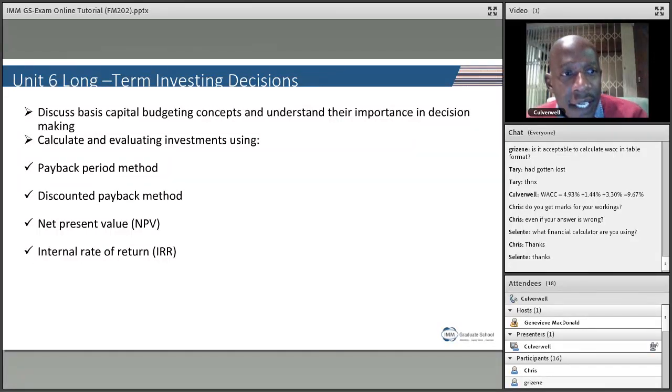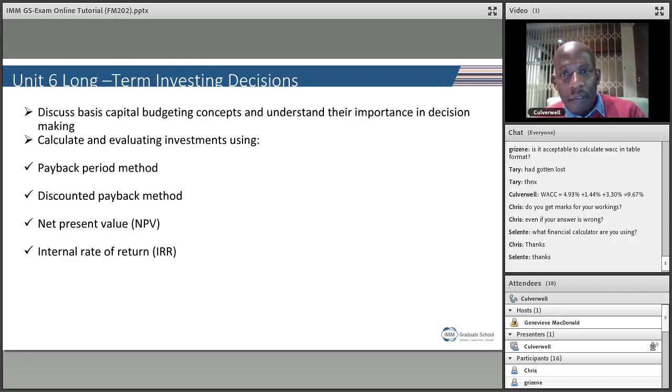It is long-term investment decisions. Learning unit 6 is your long-term investment decisions. They want you to be able to, these are the outcomes as per the learner guide: discuss basic capital budgeting concepts and understand their importance in decision making; calculate and evaluate investments using these 4 respective concepts.